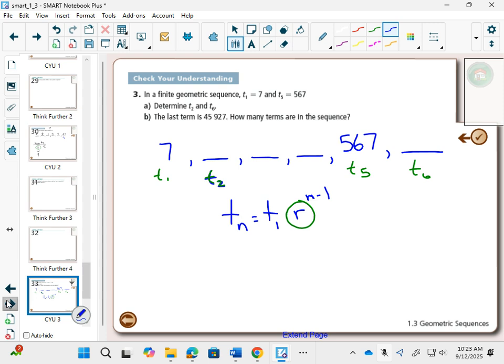So do I know any other terms? I know term 5. So if I plug in 567 for term 5, that also means I have to plug in a 5 for the n, and term 1 is 7. So this would be a calculator question. If you divide 567 by 7, you would get 81. Okay, so maybe you don't need a calculator for that, but you could plug 5 minus 1 into your calculator and you get 4.